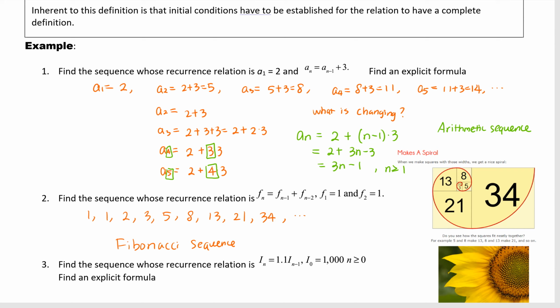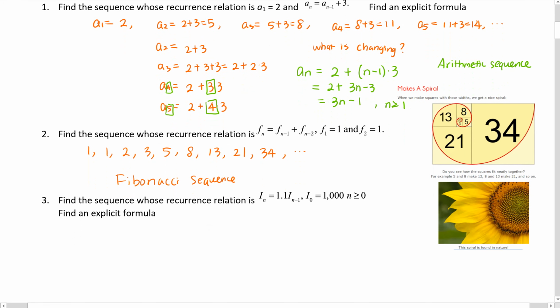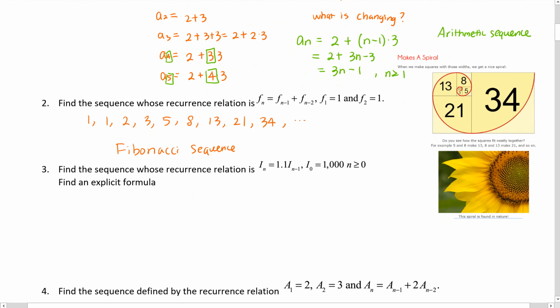Okay, and here I give you the picture. So when you make the squares with those widths, you can get a nice spiral. And actually you can find this nice spiral in nature. You will find this spiral in a lot of plants, flowers, and shells. Okay, animal shells. Very beautiful. So please Google Fibonacci sequence for more amazing pictures. Okay, let's continue.